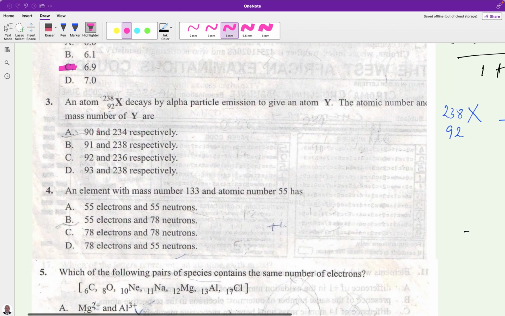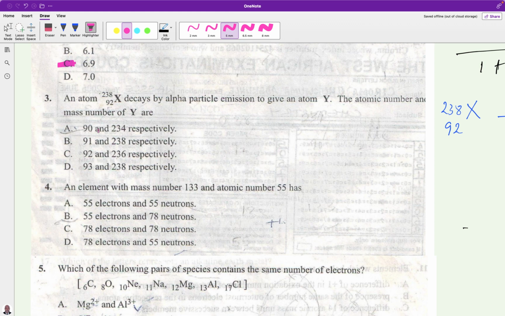An atom X decays by alpha particle emission. Do you know what an alpha particle is? An alpha particle is like a helium nucleus. Helium is 4 and 2. An alpha particle is like He, as you might see it like this.